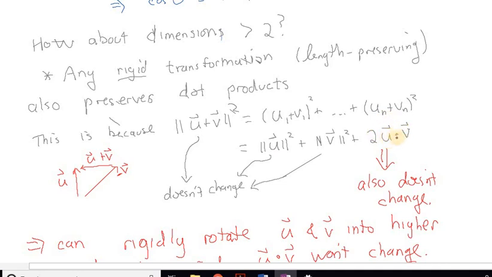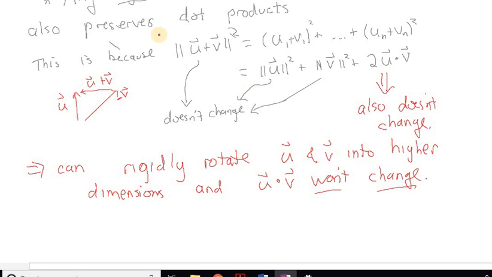Okay, so the dot product is characteristic of the basic geometry. I can put these 2 vectors in the plane in 2 dimensions, I could put them in 3 dimensions, and I could put them in higher dimensions as well. And that's not going to change the fact that the dot product gives me the cosine between the 2 vectors. All right? So I can rigidly rotate and it won't change.